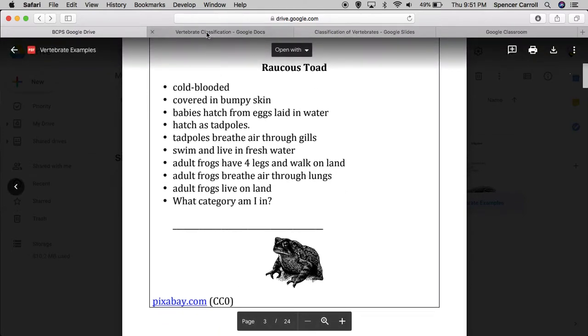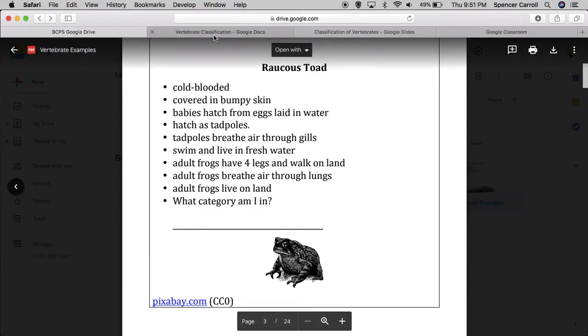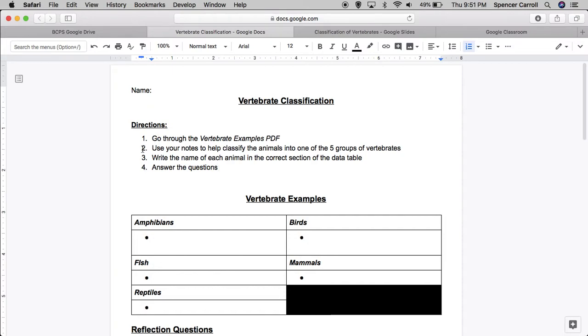So you can go through those and you can read the characteristics of the animal, and you're trying to figure out which of the 5 categories of vertebrates it falls into. Step 2 says use your notes to help classify the animals into one of 5 groups of vertebrates. Now again, it is extremely important that you have notes on the 5 groups of vertebrates somewhere on paper, in a notebook, or on the Google Doc that we shared.